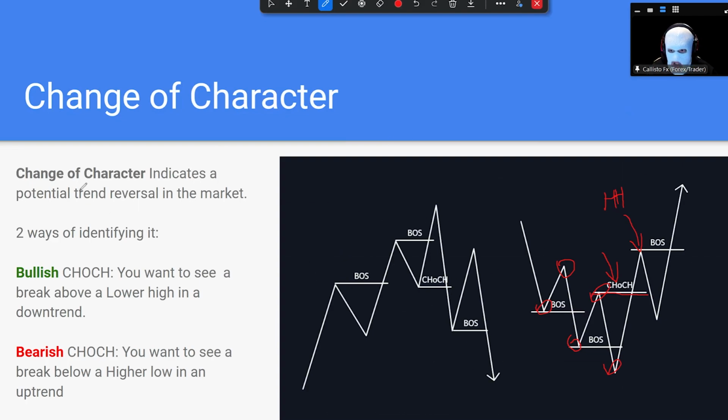You want to use a change of character to align your lower time frame with your higher time frame directional bias, which is where is your daily, your 4 hour, your 1 hour looking to go on the higher time frame. Okay, can everybody here understand this? If you understand this, type yes in the chat, let me know before I move on.